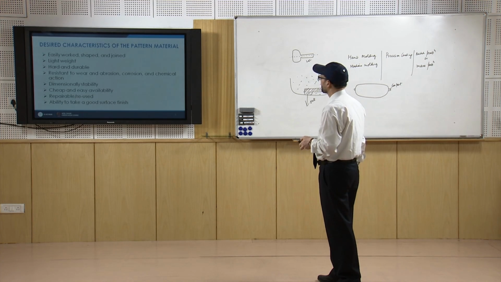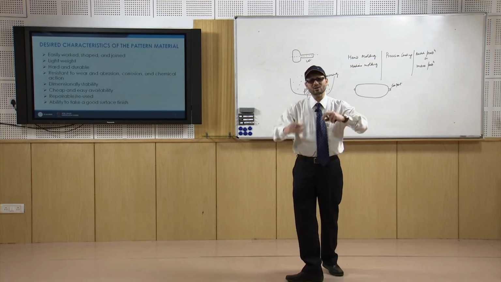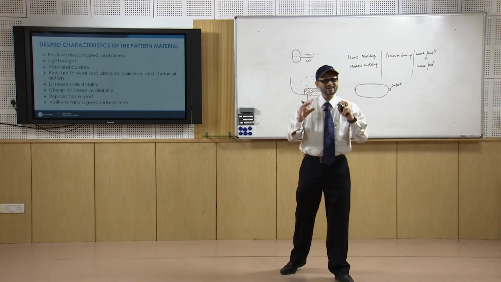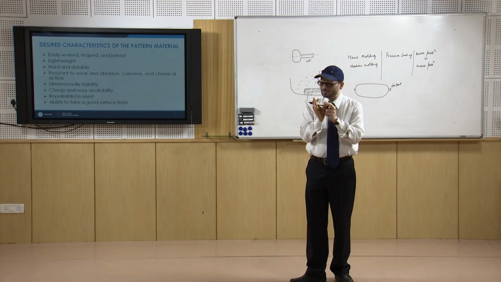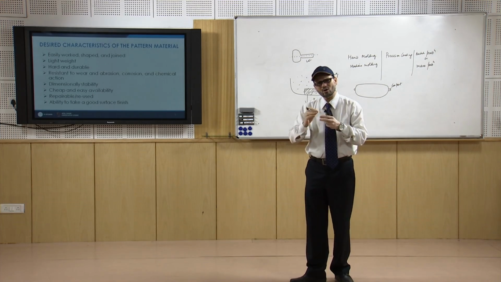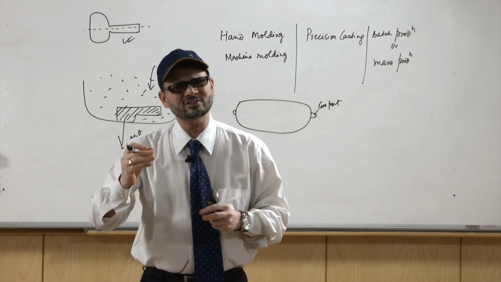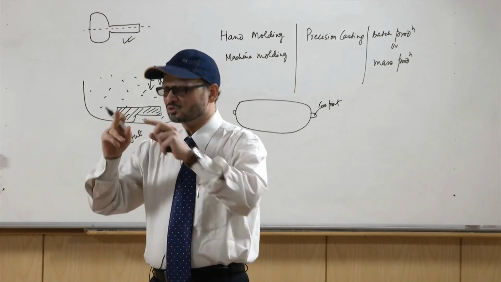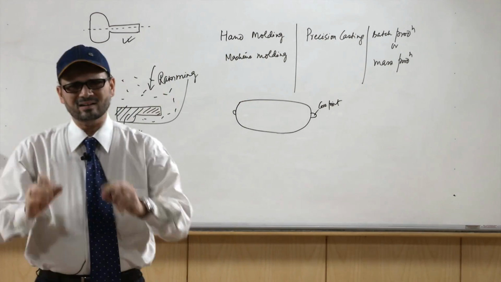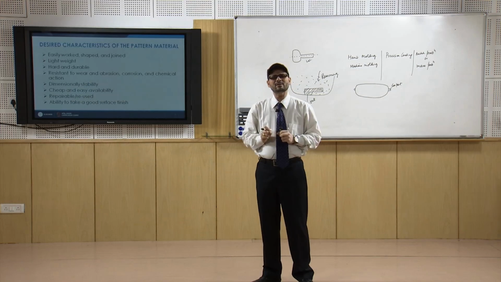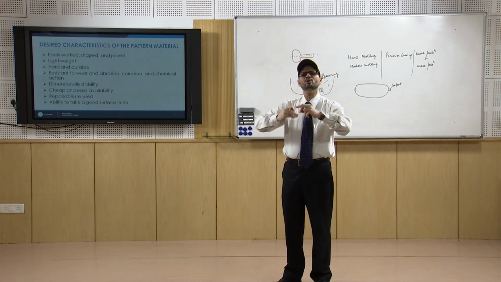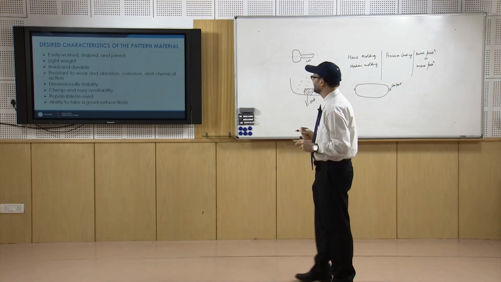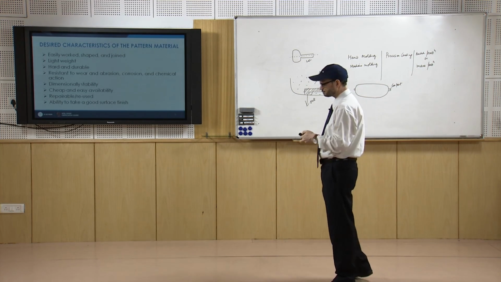Dimensional stability. This is required because we are going to use the pattern season after season. So, there may be dimensional variations when we move from season to season, or when there is a change in temperature, humidity or environmental conditions. So, the pattern has to have dimensional stability, so that it can always produce the casting of a certain size and proper shape.